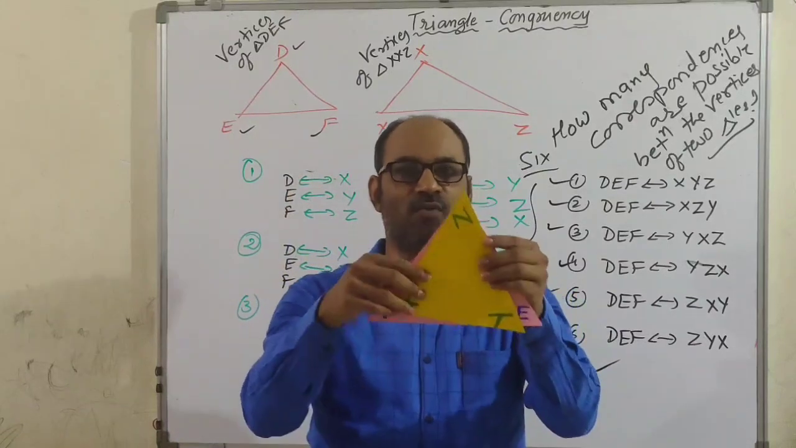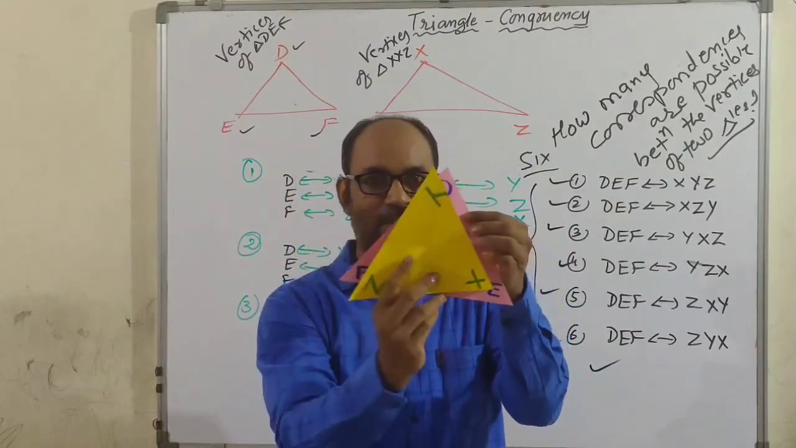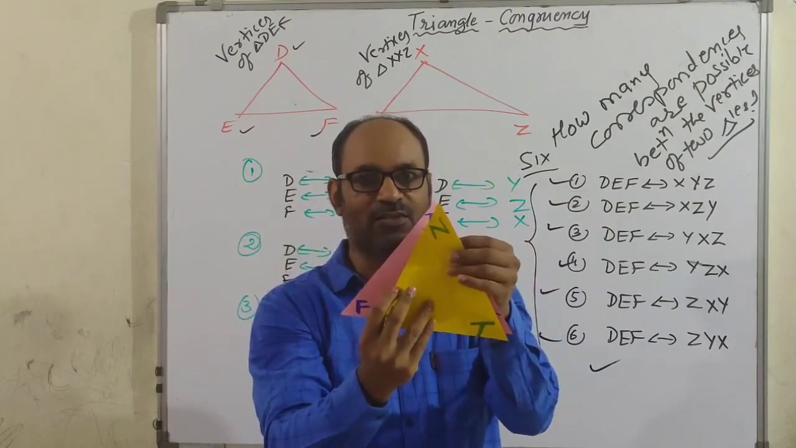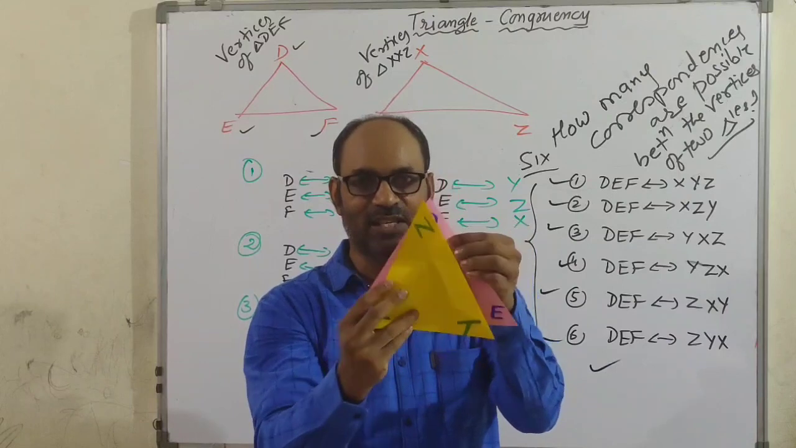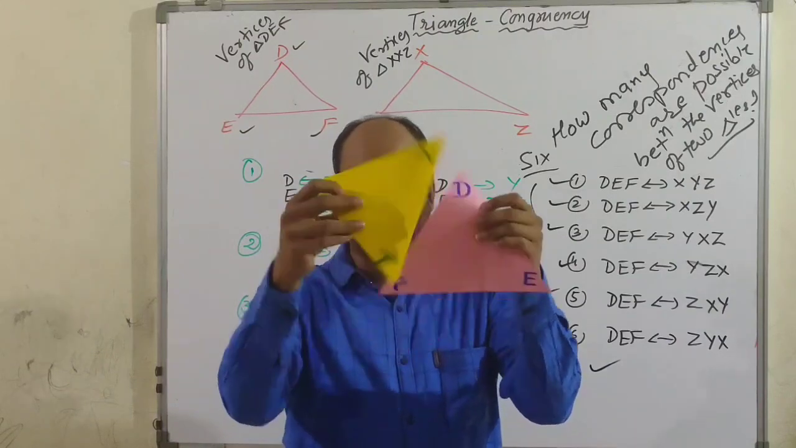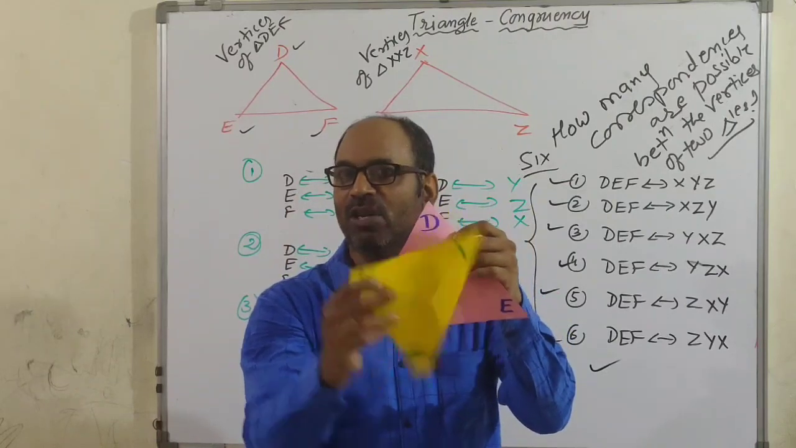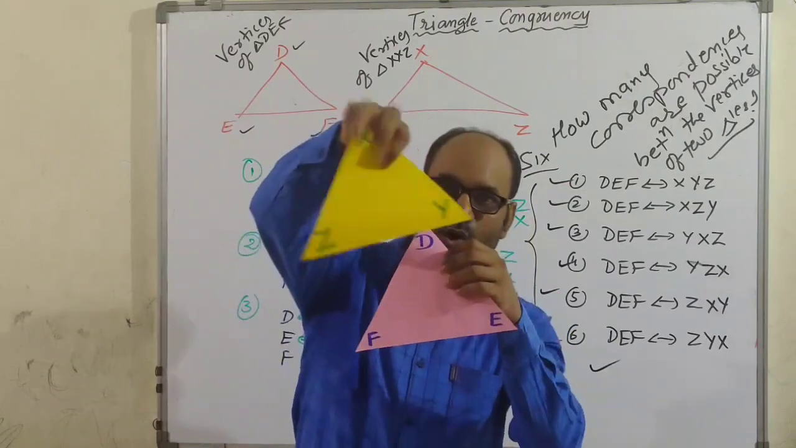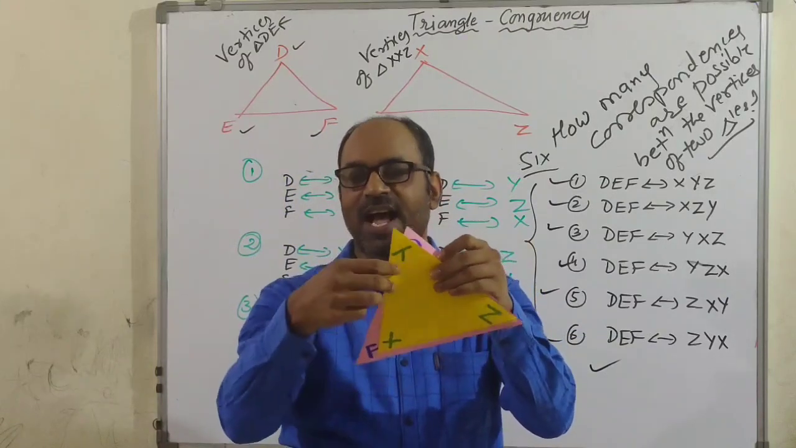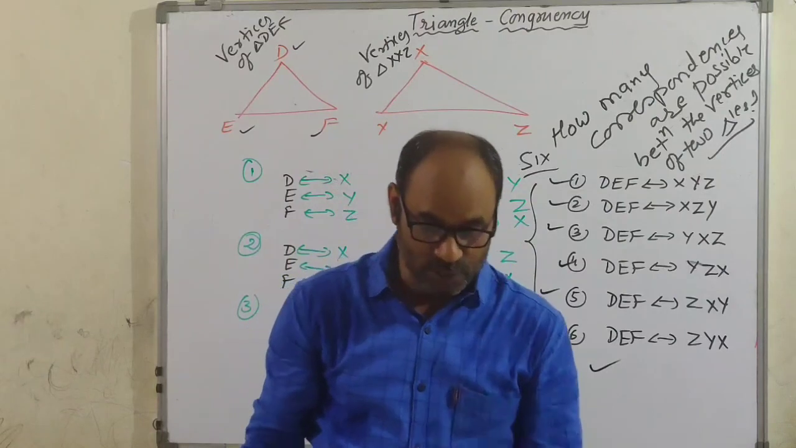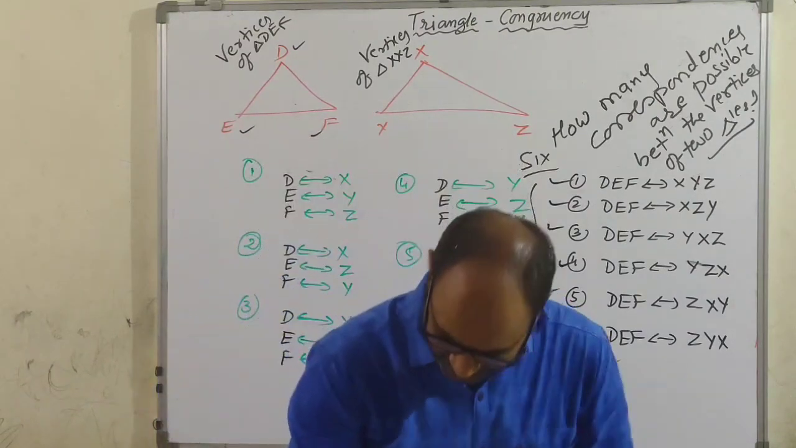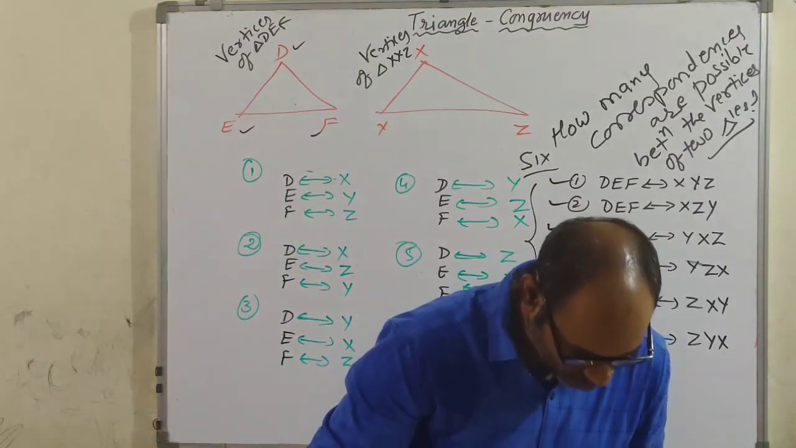Say children, this is 1 correspondence. I am turning it. Second. And this is third. If I turn again the 4th time, the first one will come. This was the first arrangement. Now this is second. This is third. If I turn one more time, then it will come 4th. So only 3 times. Then I am overturning this. Now this is 4th. This is 5th. And this is 6th. So 6 correspondences are possible between the vertices of 2 triangles. Did you all understand that? Sure? Okay?